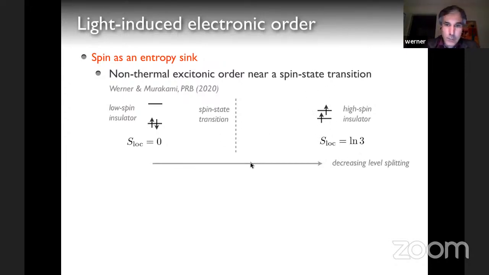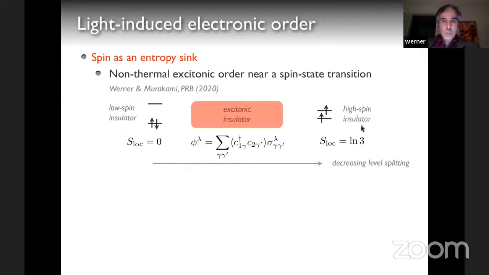And at some value of the crystal field splitting, there will be a level crossing or spin state transition from the low spin to the high spin state. Now, what was realized a few years ago by Jan Kuneš and others is that the lattice model in the vicinity of the spin state transition is unstable to excitonic order. The excitonic insulator phase is a phase with a spontaneous electron hole pairing.